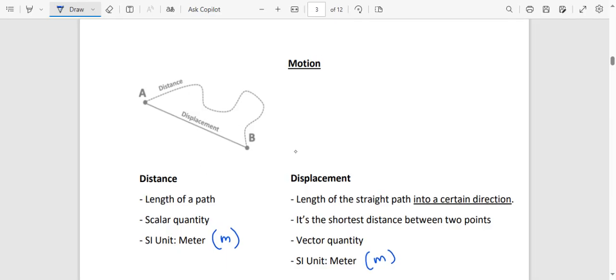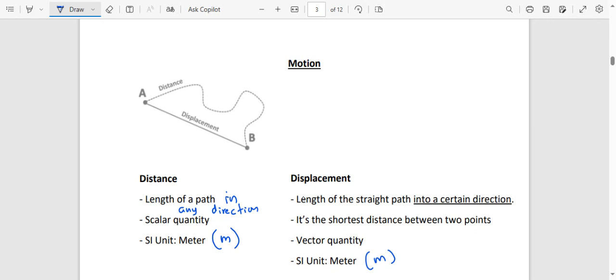So for distance and displacement, you can write this down, right? Distance means length of a path. For this one you can go in any direction, right? And it's a scalar quantity and the SI unit is meters, m.